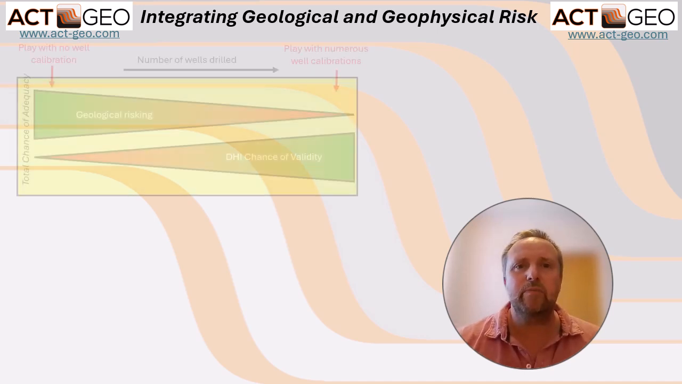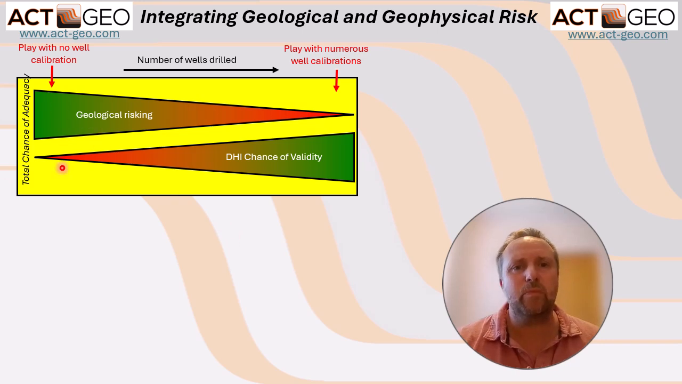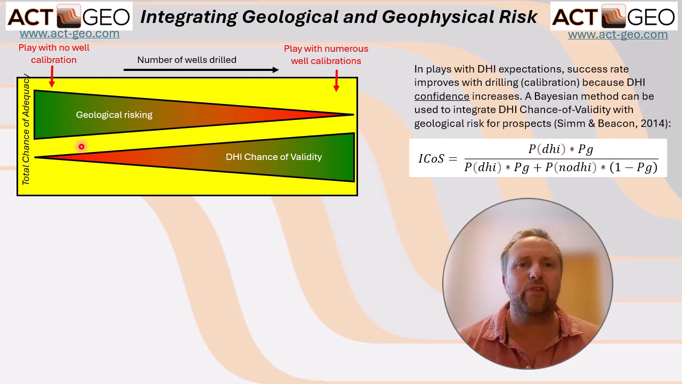Typically, in early exploration, the geological method tends to be more viable, whereas once a play has been calibrated and established against seismic attributes, the DHI chance of validity method tends to be the one that more accurately ranks and predicts prospects. When you're in that in-between space, you can use Bayesian statistics to provide this truly independent chance of observations. You can combine the geological chance of adequacy with a DHI chance of validity to obtain what's called an integrated success chance, which may be a useful way to get a better ranking of prospects in that in-between space where both geological and geophysical methods may be equally valid.